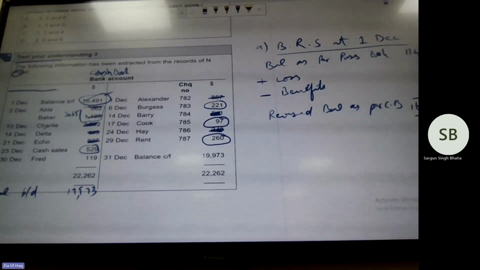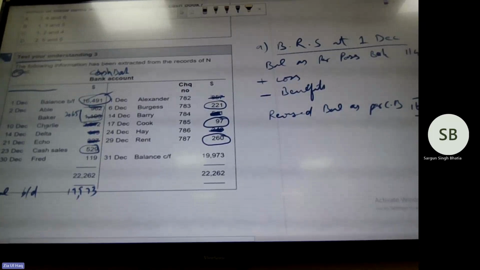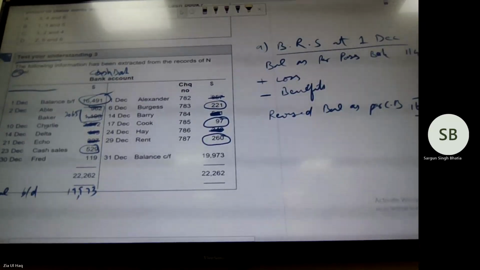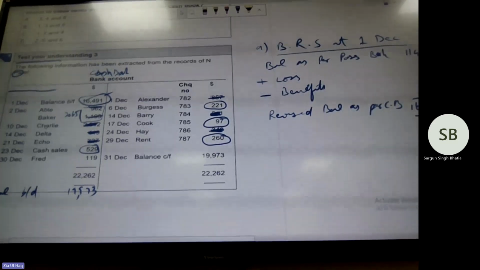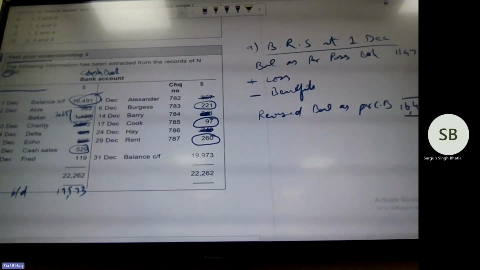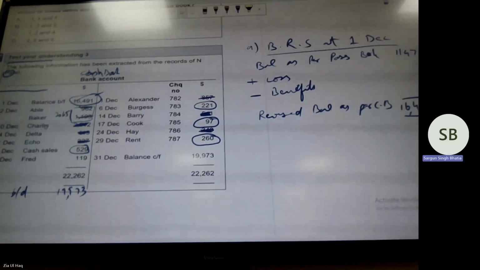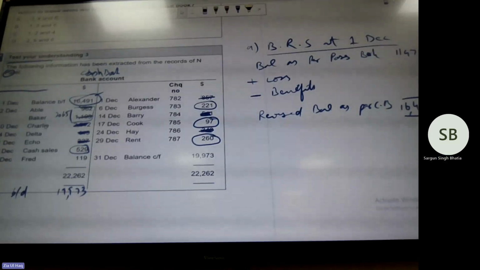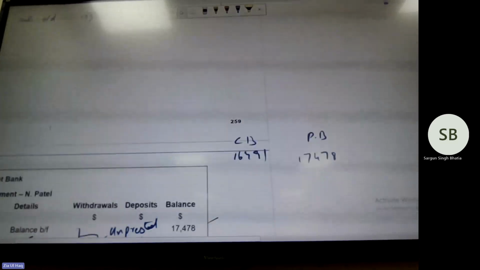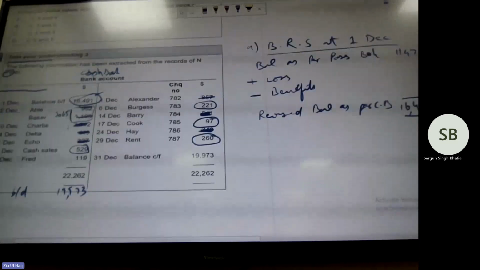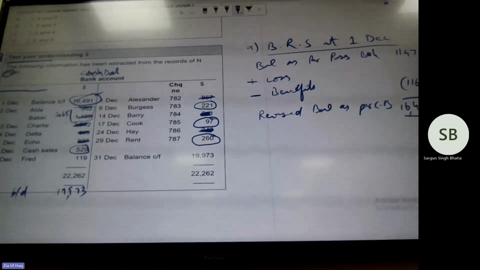So if they are unpresented checks, either we need to deduct them or add them. What do we do with unpresented checks? Deduct or add? We deduct them. How much is the amount of these two? 1163. So we will record 1163 as a negative figure here.